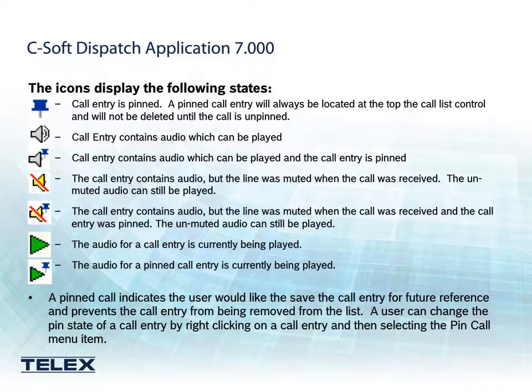Displayed are the various icons used in the per-line call history window when the optional per-line call playback feature is enabled. A pinned call indicates the user would like to save the call entry for further reference and prevents the call entry from being removed from the list. A user can change the pinned state of a call entry by right-clicking on the call entry and then selecting the pinned call menu item.